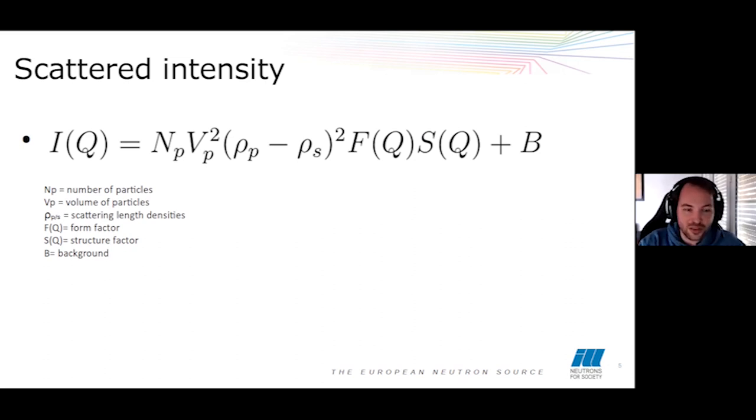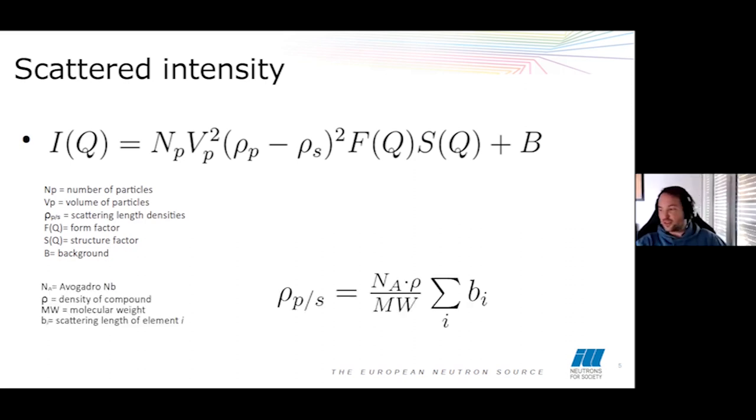And then what is a scattering length density? The scattering length density is Avogadro's number times the density of the compound divided by its molecular weight, times the sum of the scattering lengths of each element of our sample. The difference between the scattering length density of the particle we're looking at and the solvent is the contrast. And if we don't have any contrast, then our intensity will be close to zero.